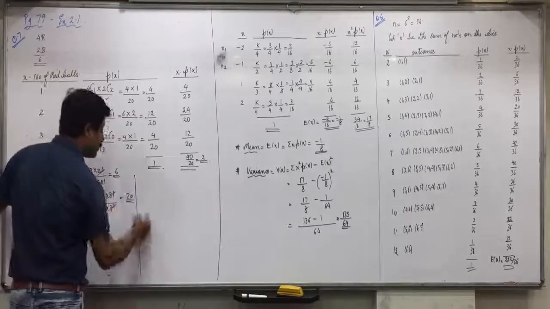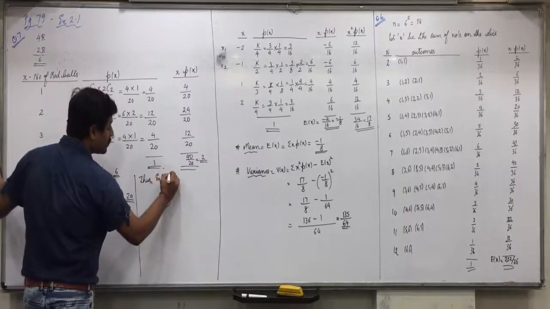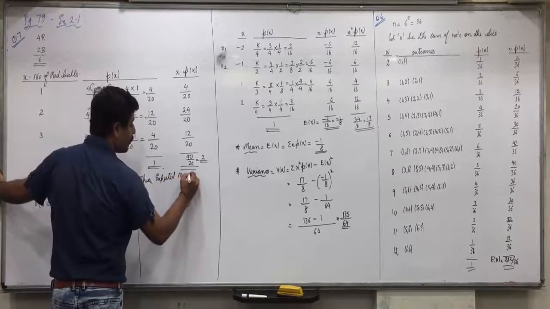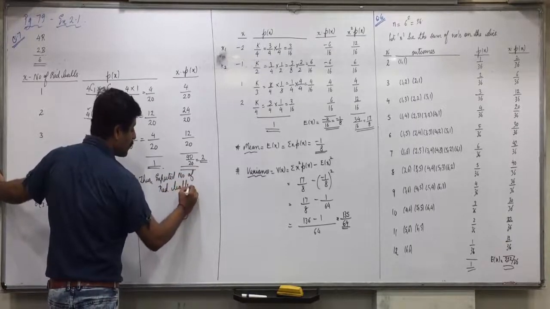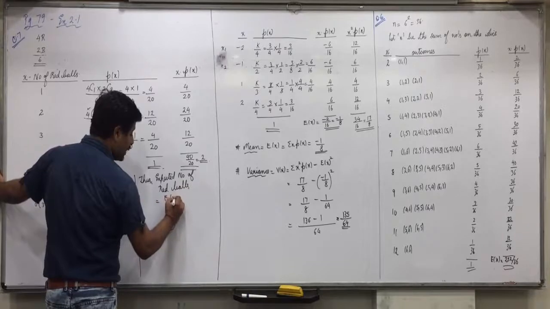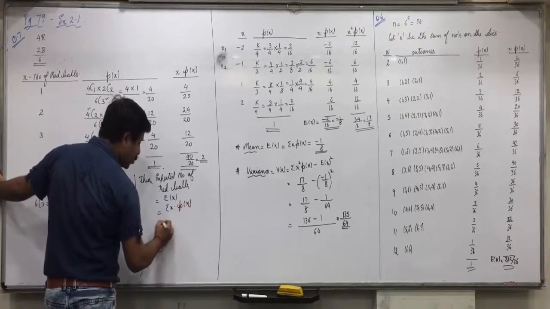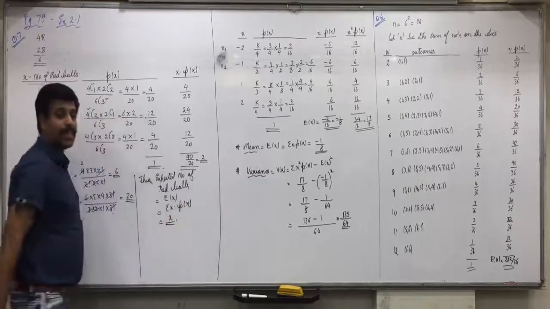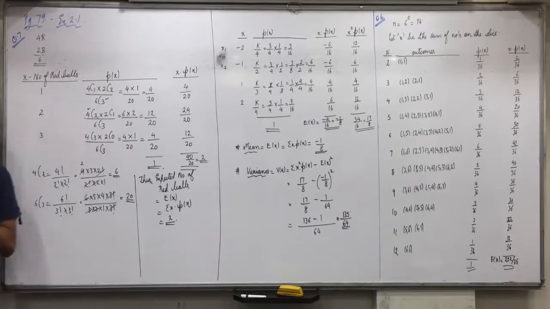Thus, the expected number of red balls is equal to EX, is equal to sigma X into Px, is equal to 2. The expected number of red balls is 2. Did you all understand this?